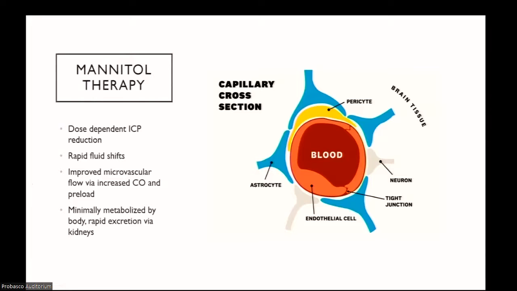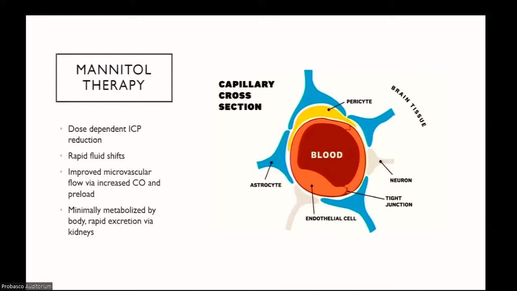Early plasma expansion with reduced blood viscosity improves cerebral microvascular flow and oxygenation, and increased intravascular volume increases cardiac output. Late vasodilation can occur, and thus actually reduces cardiac output. And then compensatory cerebral vasoconstriction in the brain, where autoregulation takes place, leads to improved regional cerebral blood flow and reduced ICP.